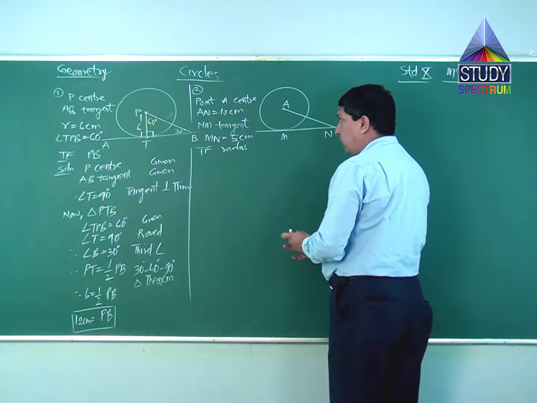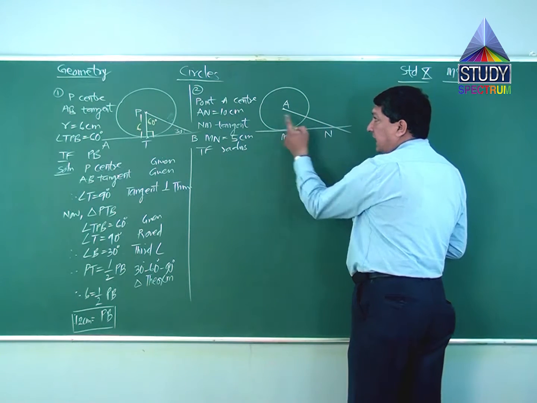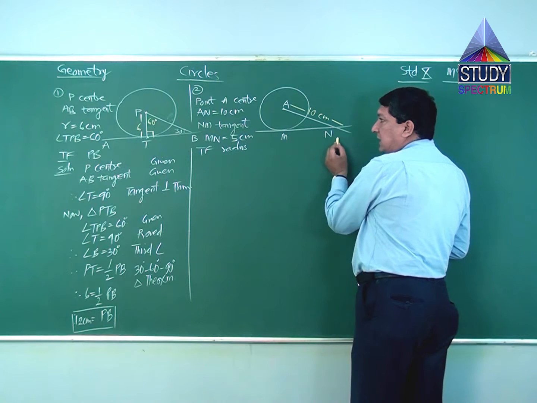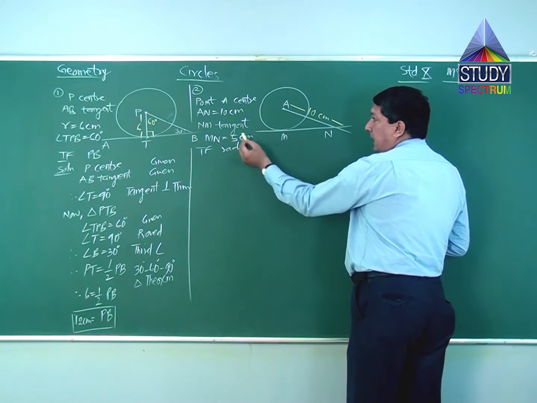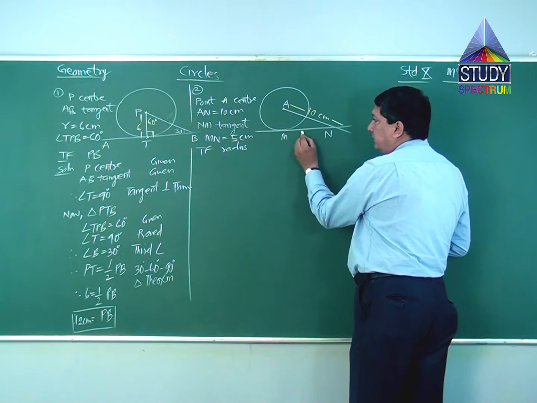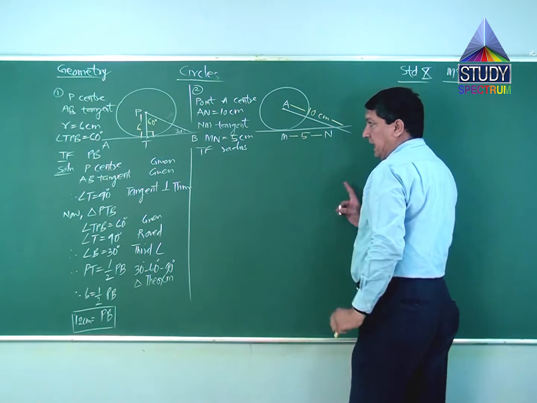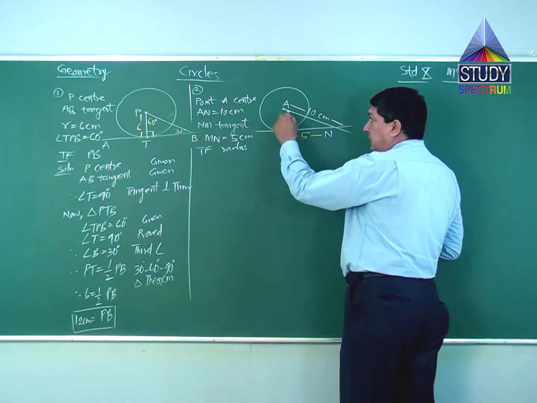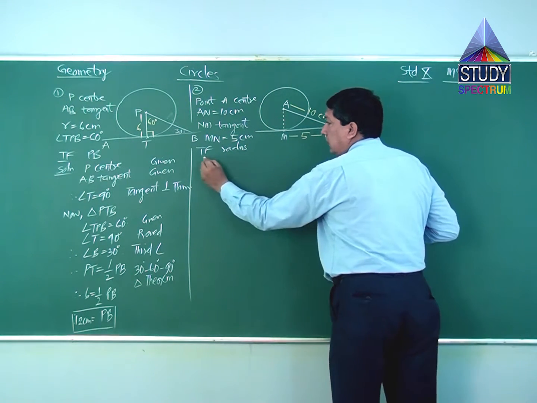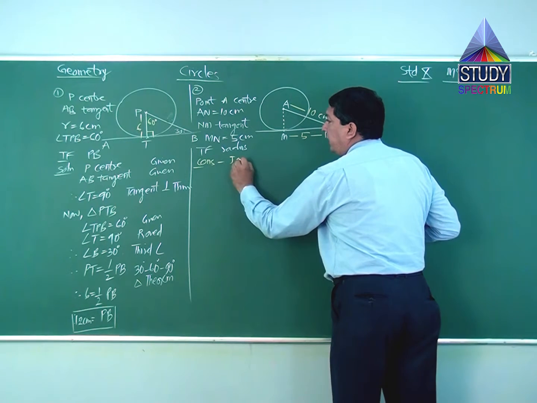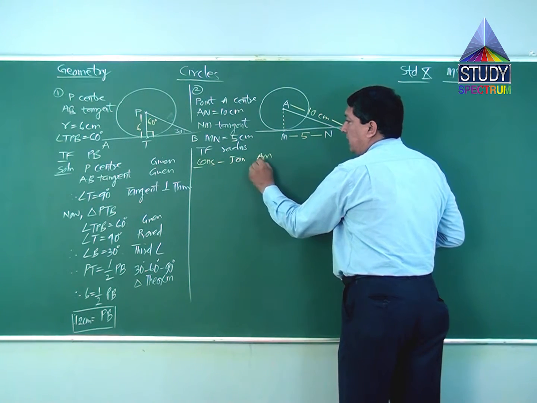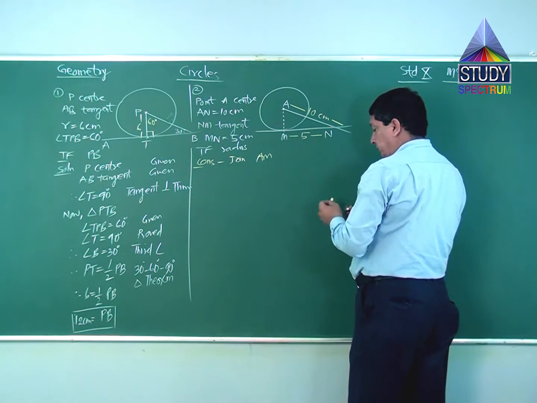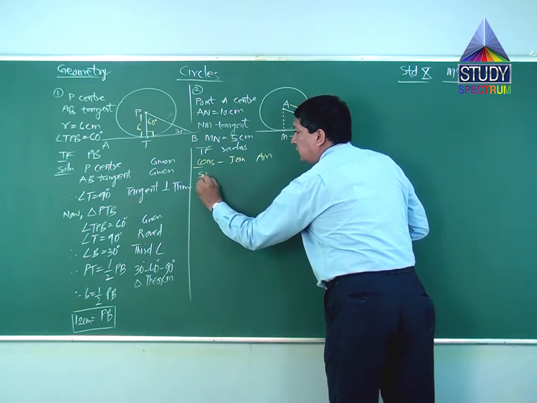So I'll mark in the figure what all is known to us. First AN 10 centimeter, so I'll write down 10 centimeter. NM is tangent. MN is given to us as 5. We need to find out the radius. To find out the radius, I have to join AN. Not MN, it is AN. So we have joined AN. Now we need to find out AM, which is the radius. Now let's see how we are going to get the answer for this.